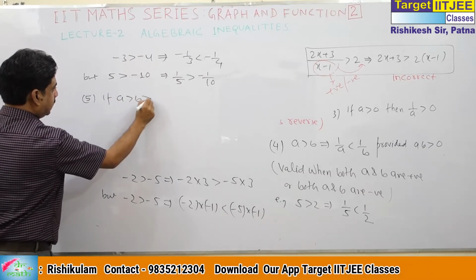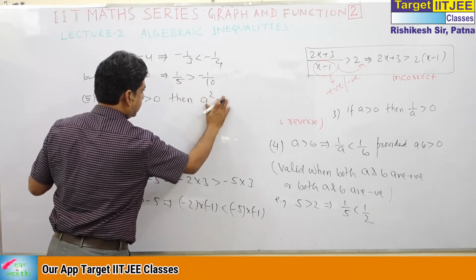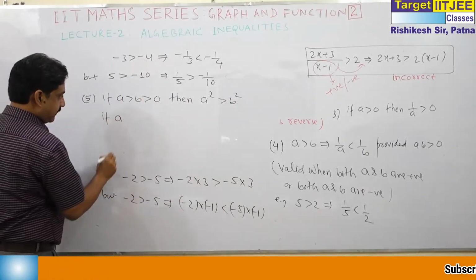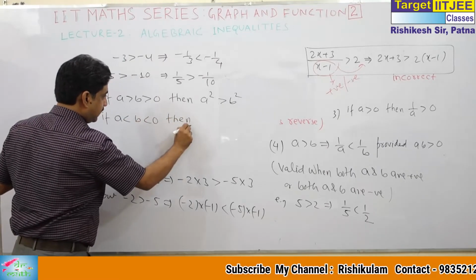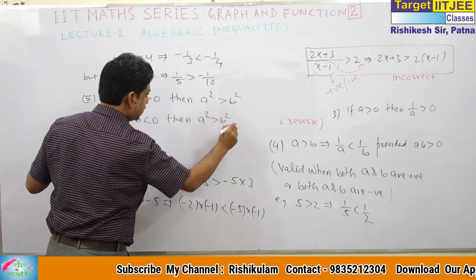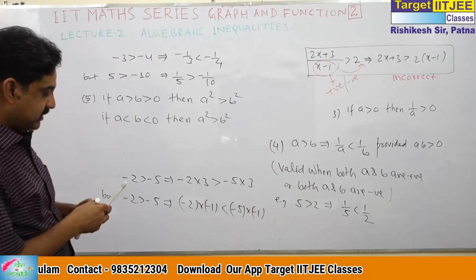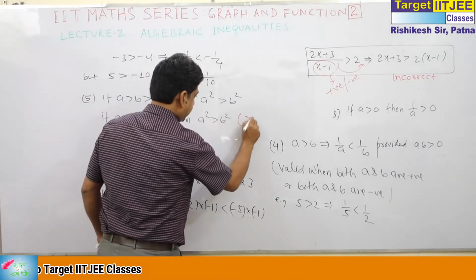Next one is number 5. If A greater than B greater than 0, then A square greater than B square. If A less than B less than 0, then A square greater than B square. The inequality gets reversed. Here this is the smaller, here this is the bigger. Reverse.